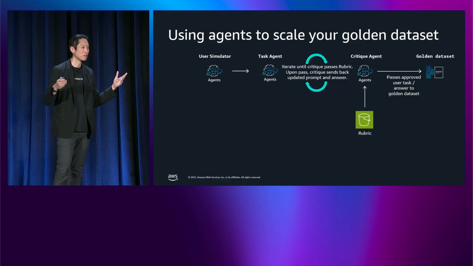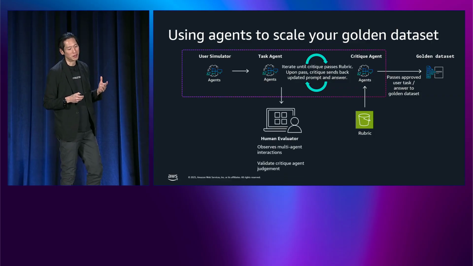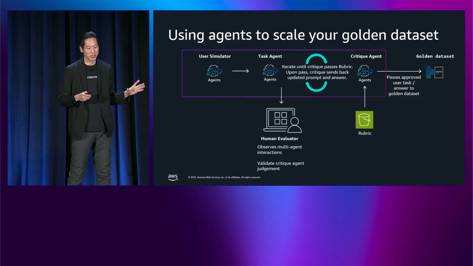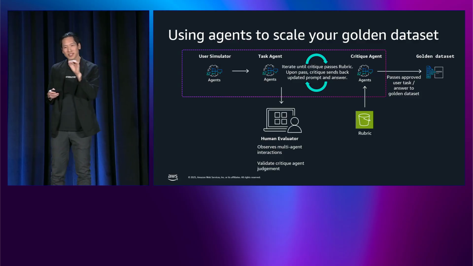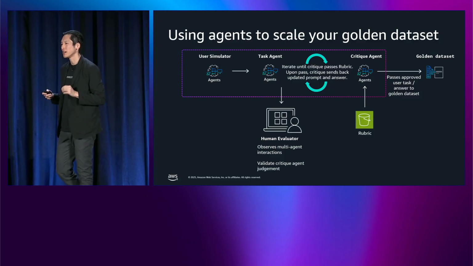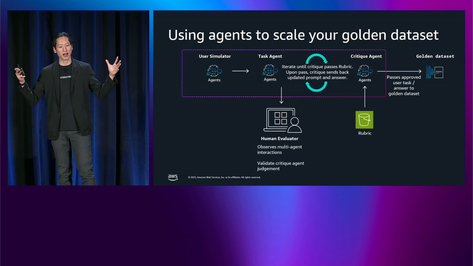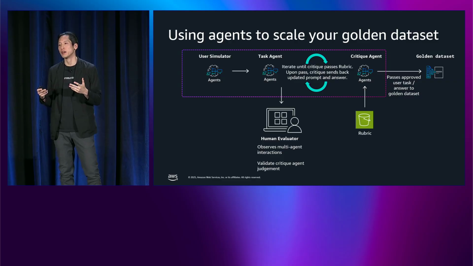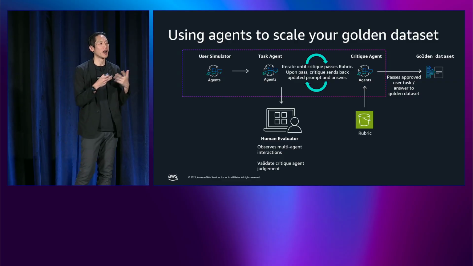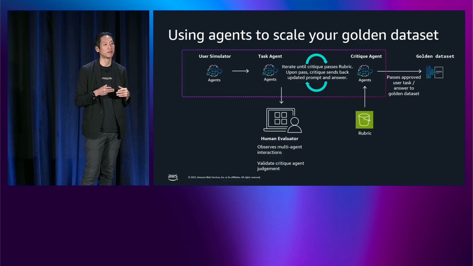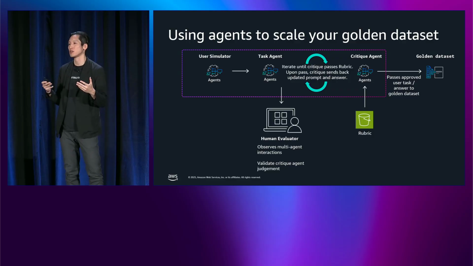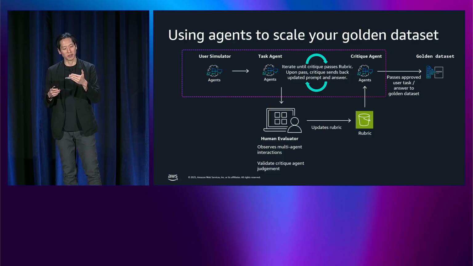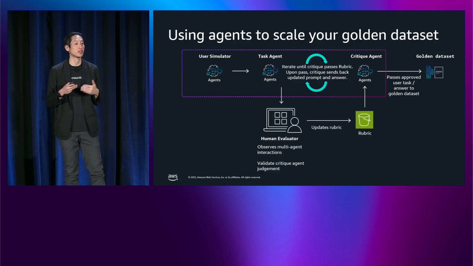Now where's the human? Right? The human is actually evaluating this entire system at this time. They're not in the detailed weeds of looking at every single one of these responses. They look at how the overall framework behaves. And they can make suggestions that say, how can I improve how the critique agent is actually guiding the task agent? Maybe we need to have more tables coming through so it's easier for our customers to read. So they update the rubric, and now this entire golden data set gets stronger, and the rubric gets stronger as well.